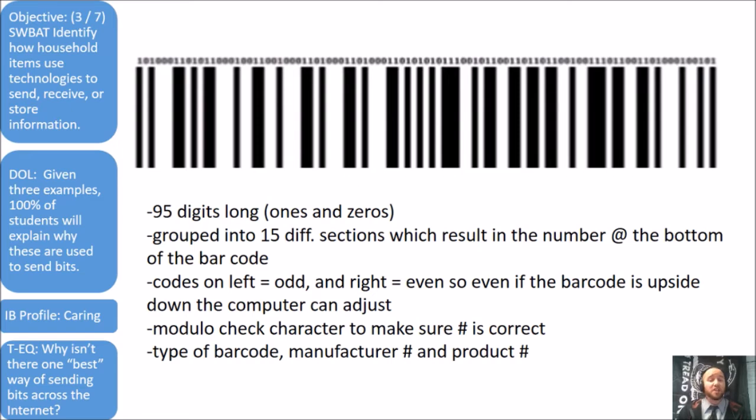There's a modulo check character to make sure that number is correct. That way, if you're scanning maybe frozen corn and there's a piece of ice on the barcode and it messes with the number, there's this modulo operation that goes on to make sure that number checks out, because you don't want to scan frozen corn but pay filet mignon prices. And the other information on barcodes is the type of barcode, the manufacturer number, and a product number.